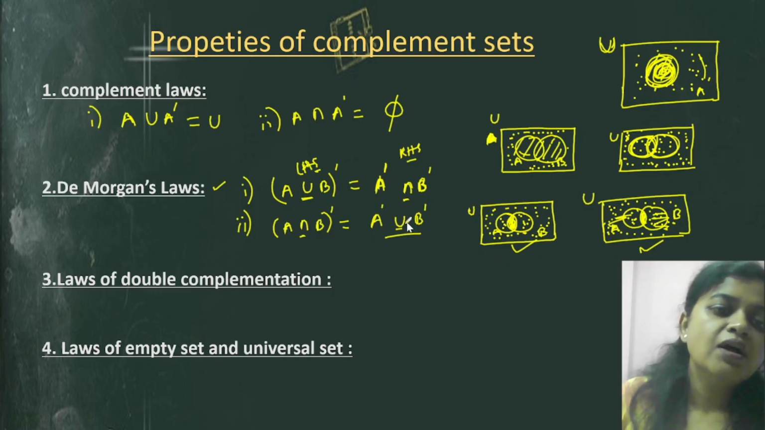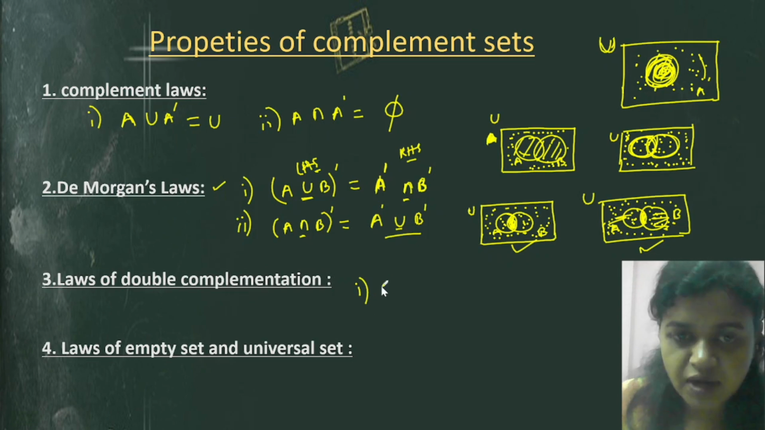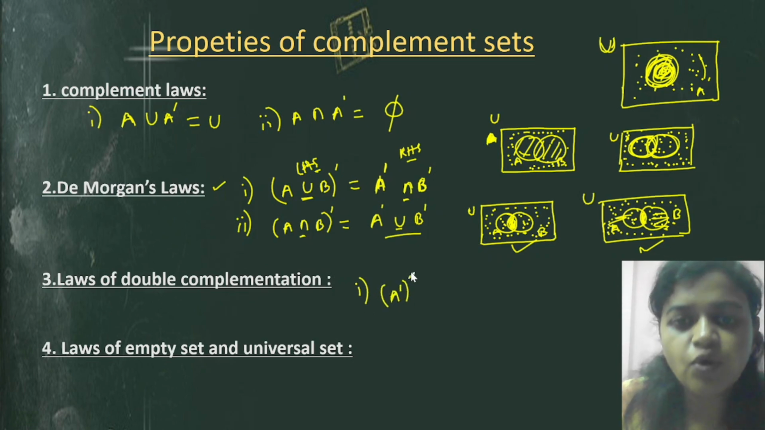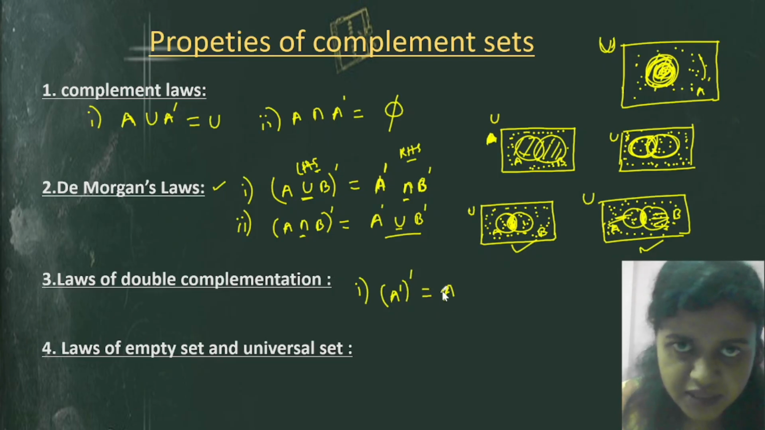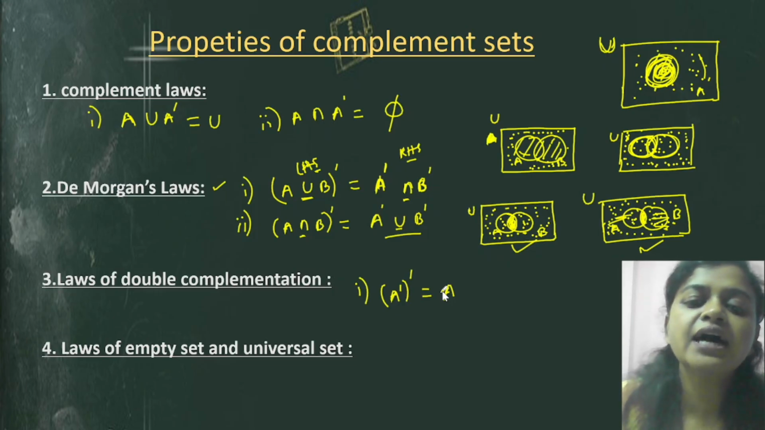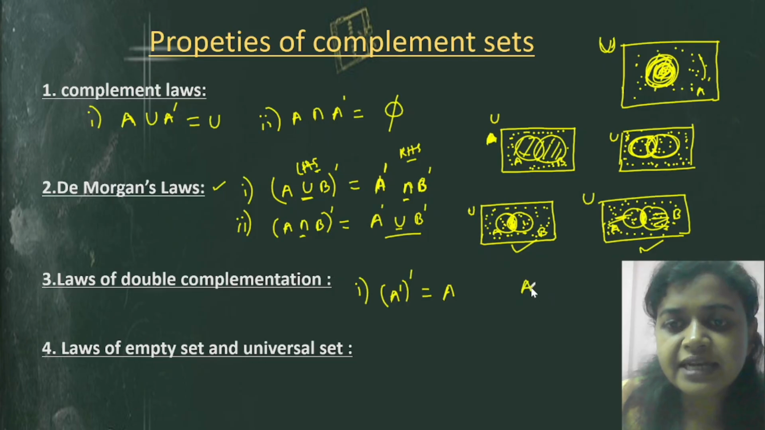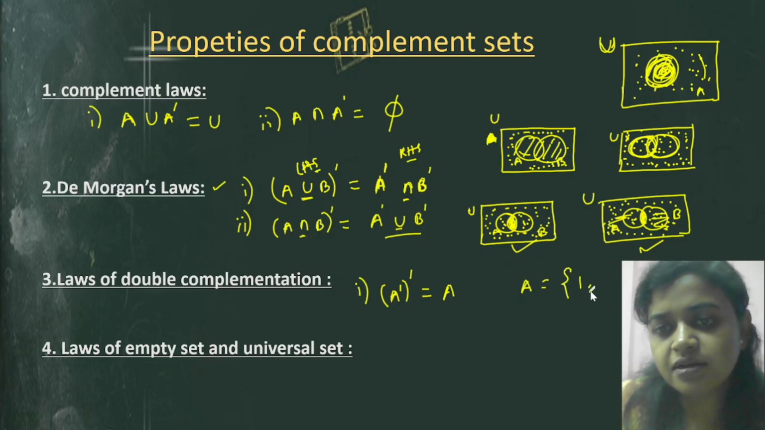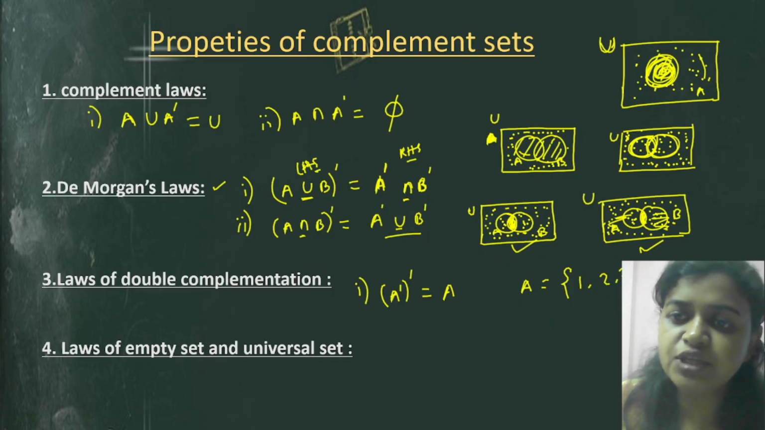Simple. Laws of double complementation. So this is the one and only rule: (A complement) complement is equal to A. If you find the complement of a shade and again the complement of the complement shade, we'll get the original shade. How? Suppose A is a set. Take an example, you can understand easily. So {1, 2, 3} is the set A, and U is what?